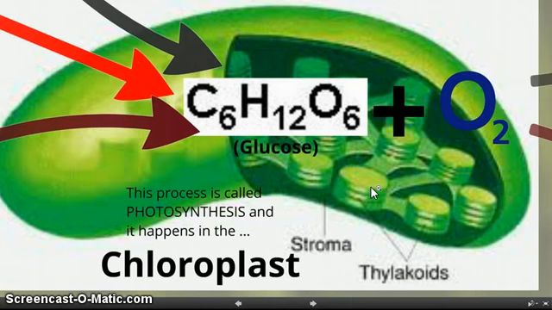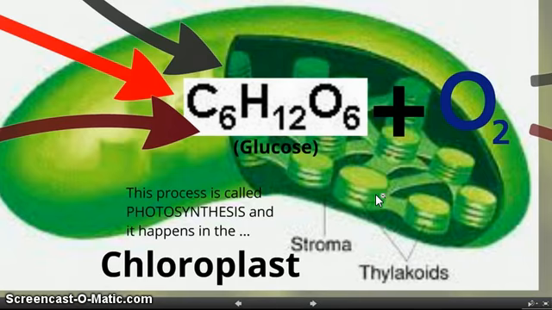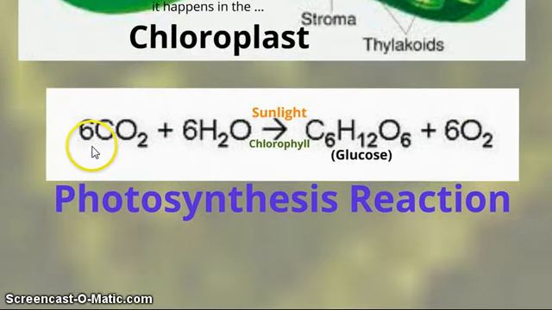The stroma and the thylakoids are not something that we're going to talk about, but inside of the thylakoids is where the chlorophyll, the green pigment that actually attracts sunlight, is held. So that's mainly where like the solar panels of the plant cell are. Okay, let's go on. So this is the actual reaction.